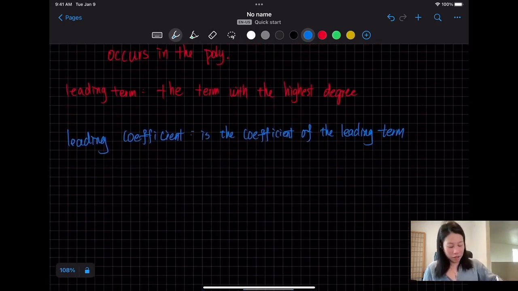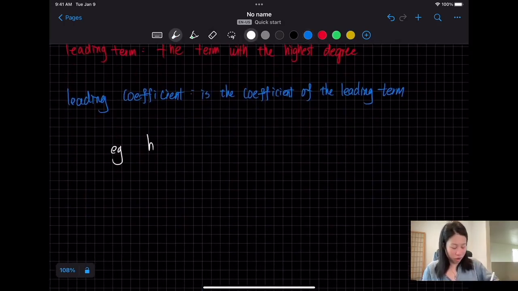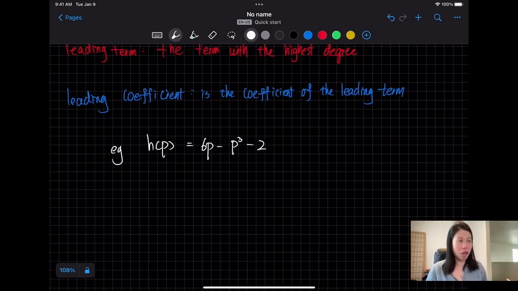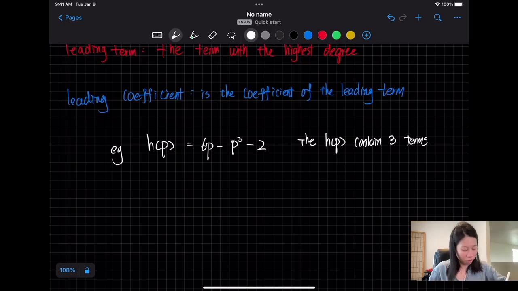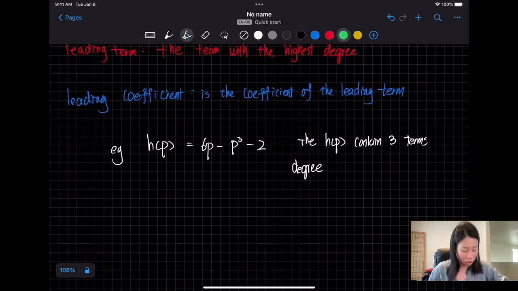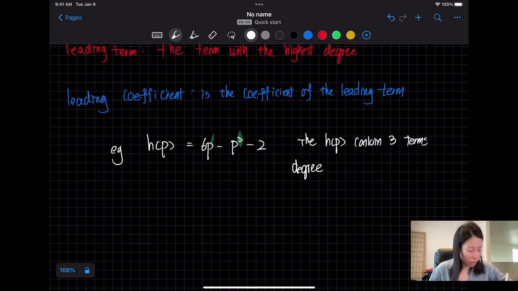So now take a look at this example. h of p equals 6p minus p to the cube minus 2. I want you to tell me how many terms there are. 3. So very good. The function h of p contains 3 terms. Okay, so what is the degree of the function? Well, when it comes to degree, we need to find the highest one. This one is 1. It didn't say anything, that means 1. This one is 3. So that means the degree of the h of p function is 3.